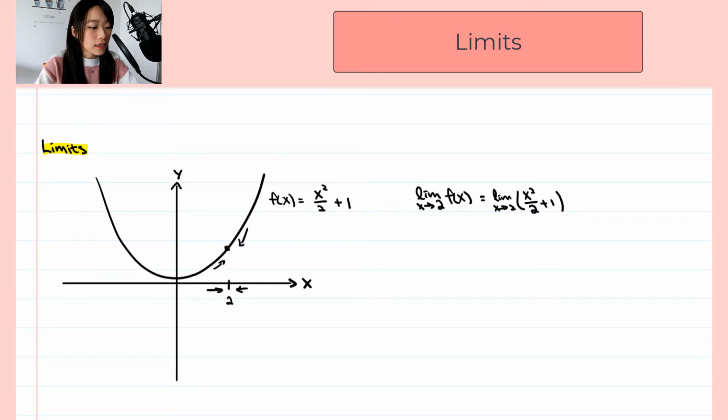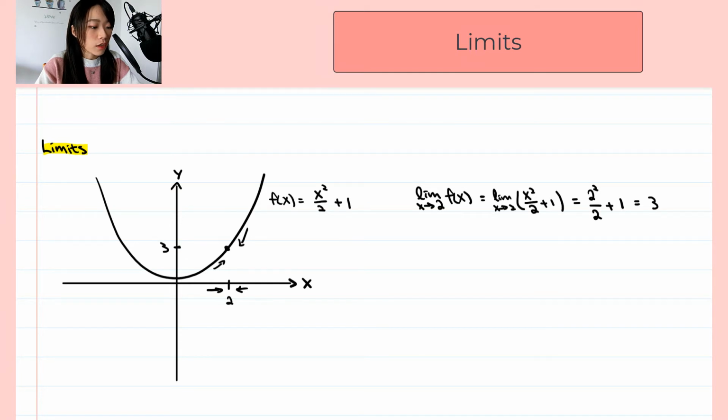And we can find this limit by substituting x by 2. And this technique is called the cheating rule. So this limit equals 2 squared over 2 plus 1, which equals 3. So on the graph, as x approaches 2, the y value is approaching 3.